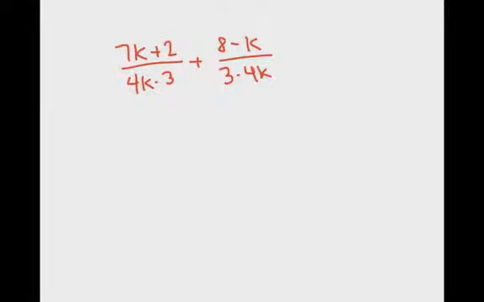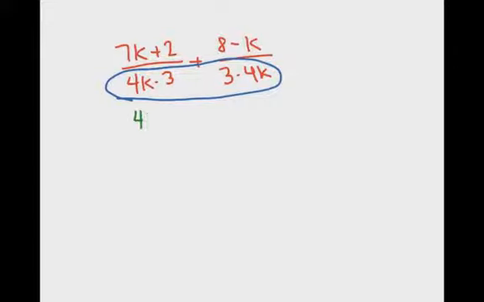Alright, let's do one last example. So we have 7k plus 2 over 4k minus 3 plus 8 minus k over 3 minus 4k. Now checking to see if our denominators are the same, we notice that they're very similar, 4k minus 3 and then 3 minus 4k. But in the first one, our 4k is positive, and in the second one, our 4k is negative. So if you think back a few lessons, we talked about how we could manipulate this to make them look the same.